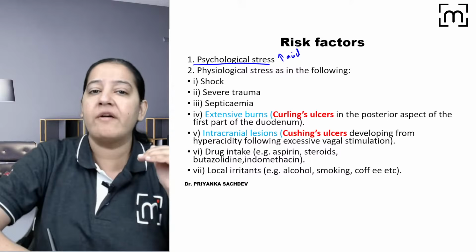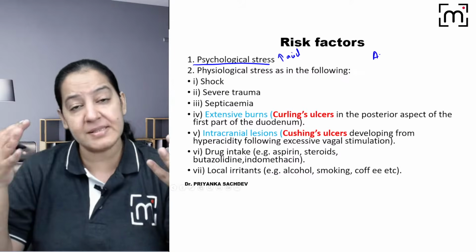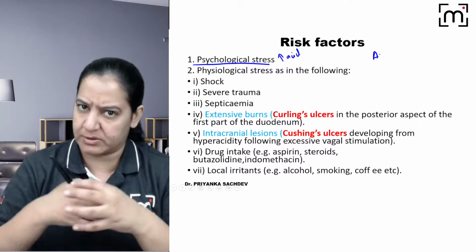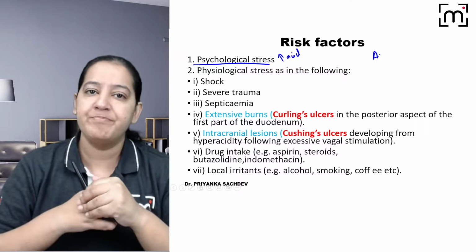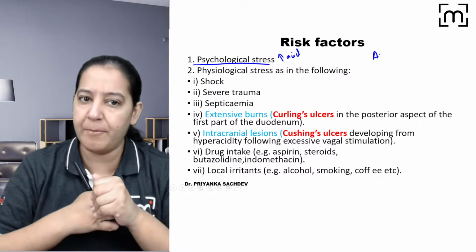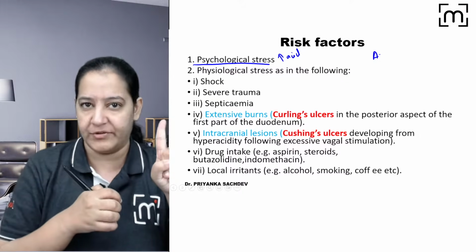Some persons have type A personality, who are always stressful. They take too much stress, right? So they mostly have ulcers in their GIT tract. You got my point? So psychological stress can be one of the reasons.